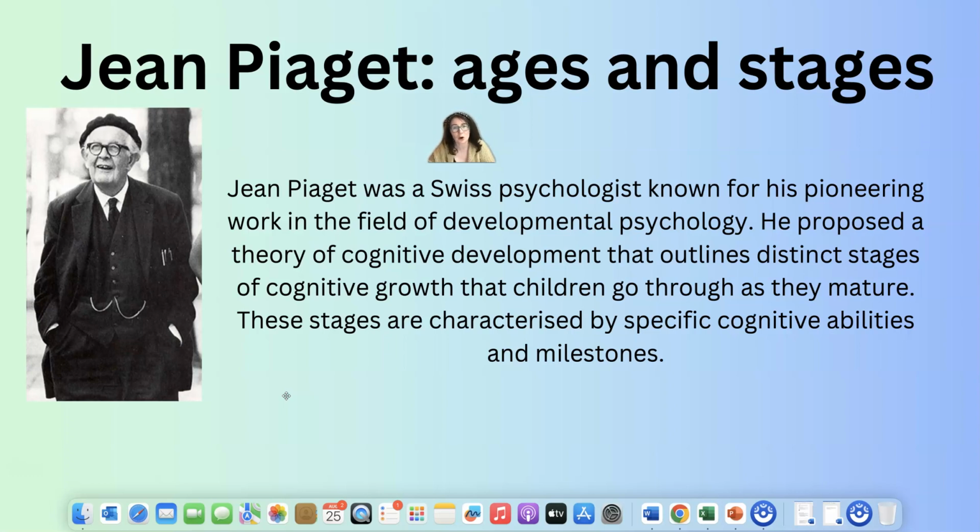So his theory of cognitive development outlined distinct stages of cognitive growth that all children around the world go through as they mature. By the way, this is one of the points of criticism for Piaget's theory as well. So these stages are considered to be universal and characterized by specific cognitive abilities or milestones. Does this word sound familiar?